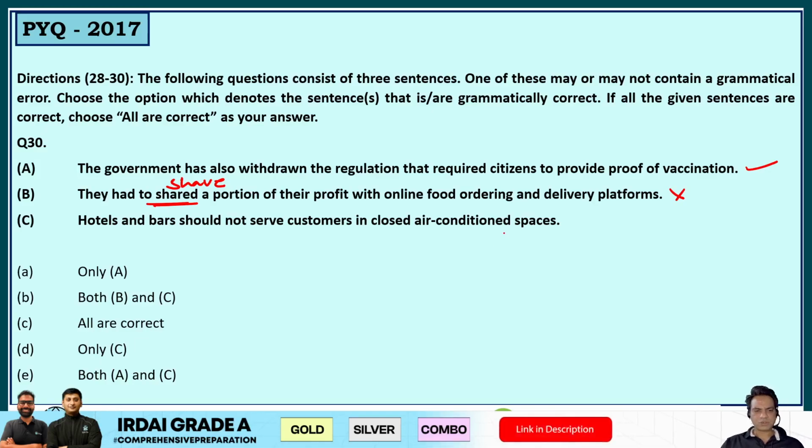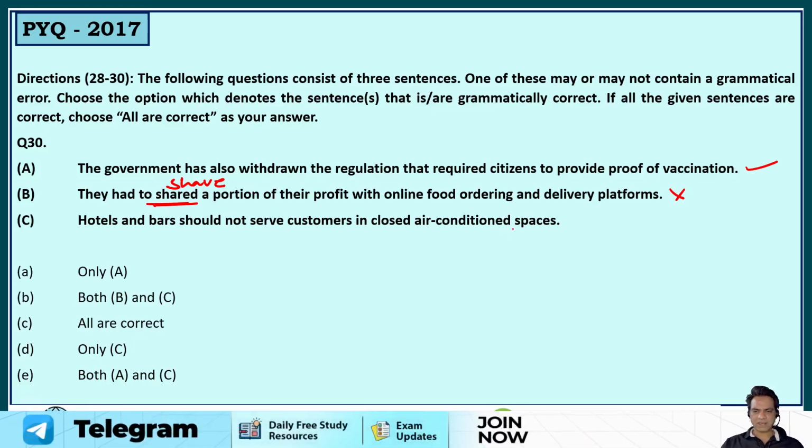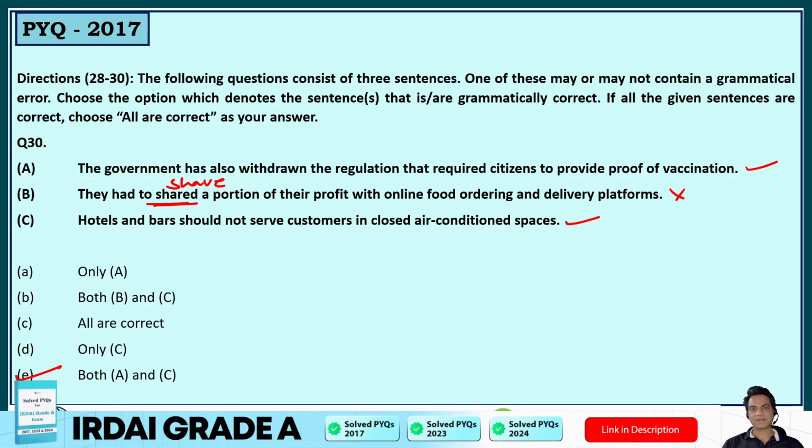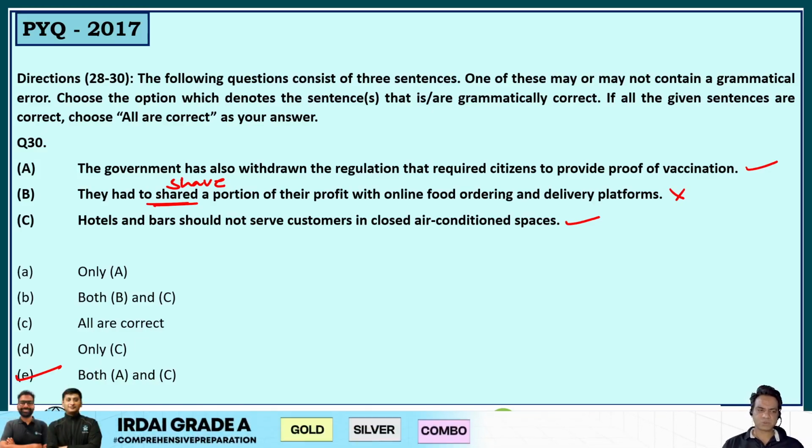Hotels and bars should not serve customers in closed air conditioned spaces. Correct. So one and three, A and C. Option E is your correct answer, guys. So guys, you have to have conceptual clarity when you're solving such questions.